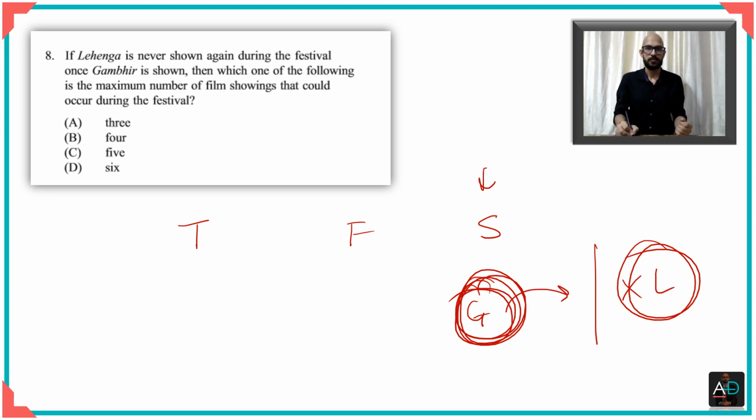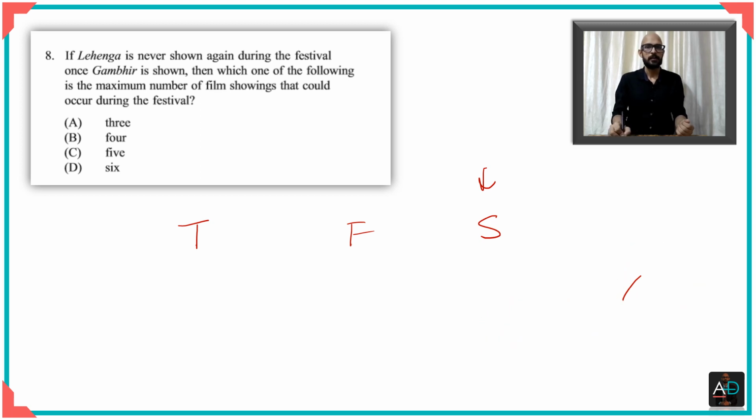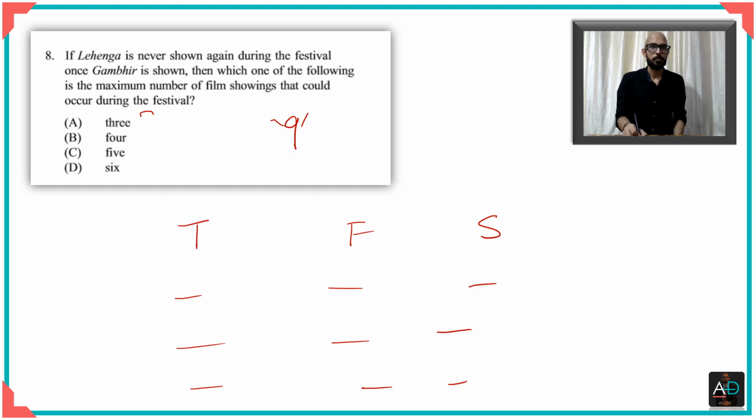Now let's have a look at the question. The question says: which one of the following is the maximum number of film showings that can occur during the festival? Now what do you mean by film showings? As you know, we've seen that there are a total of 9 possible slots. That means this is the maximum possible number, 9. So if you can see the options, each of these options is less than 9.